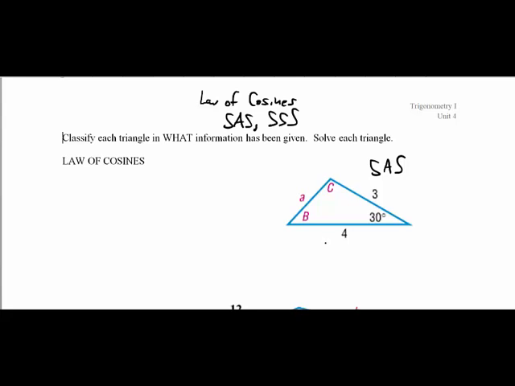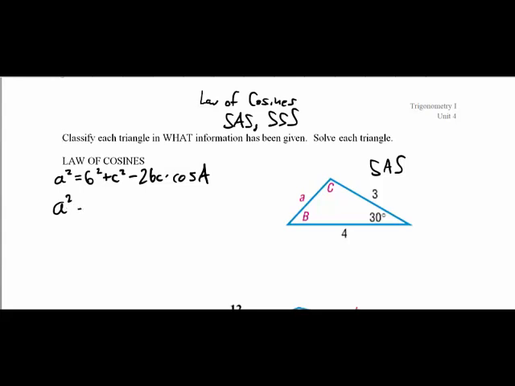Later on in the unit, there will be a section where you will be given just any old kind of triangle, and you'll have to figure out which method to use. So let's use the law of cosines, and let's see what I'm trying to find. I'm trying to find missing side a. So I'm going to start off with my formula with a squared. And just because we are new to this, I'm going to write my law of cosines out like so, and plug in what I know.